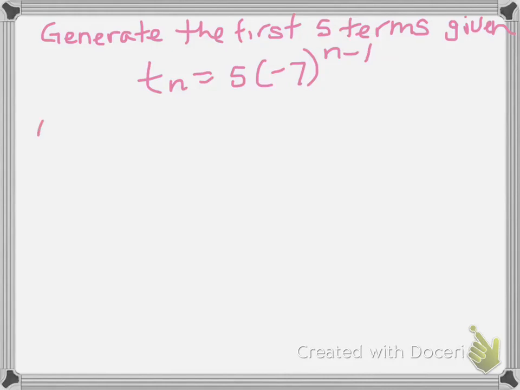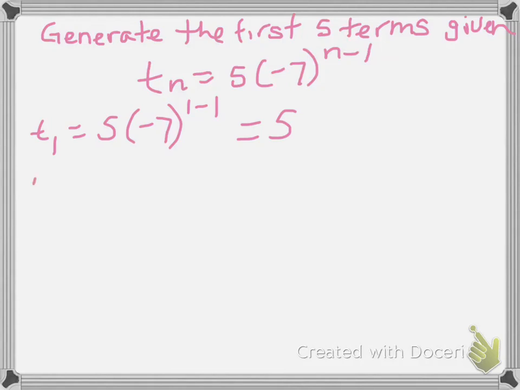So we know that t1, in this case, would equal 5 times negative 7 to the power of 1 minus 1. And that means that we have 5 times negative 7 to the power of 0. We know that anytime we have a number to the power of 0, it equals 1. So in this case, the first term would be equivalent to 5.